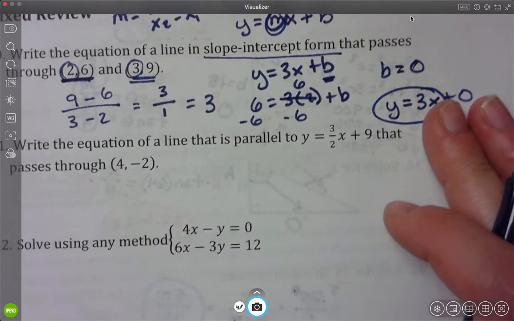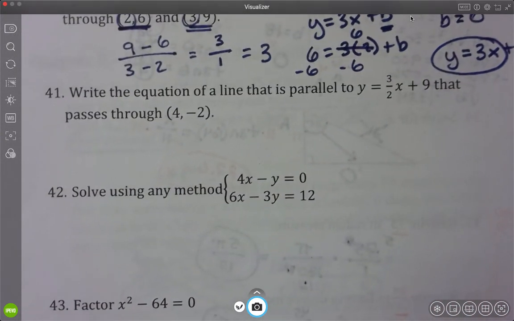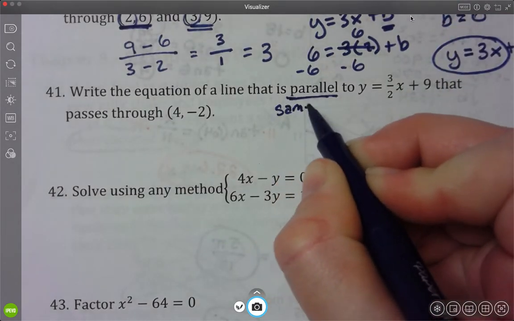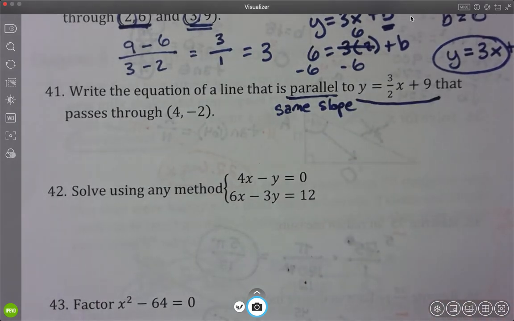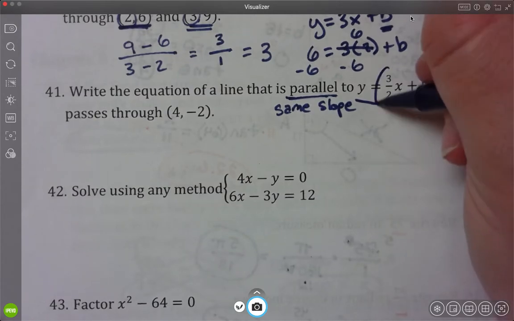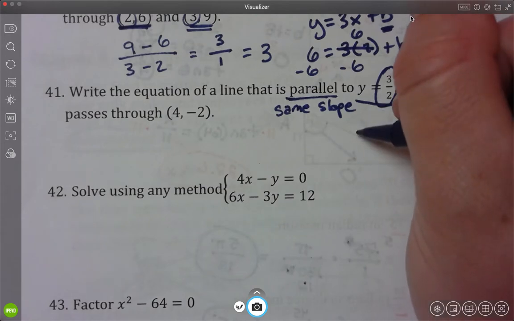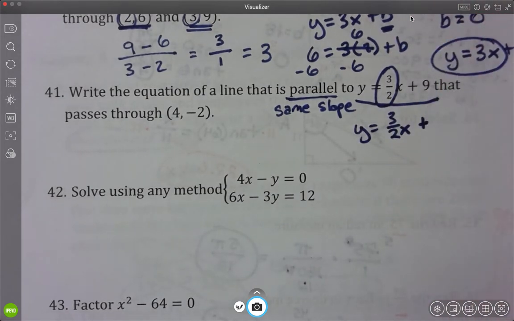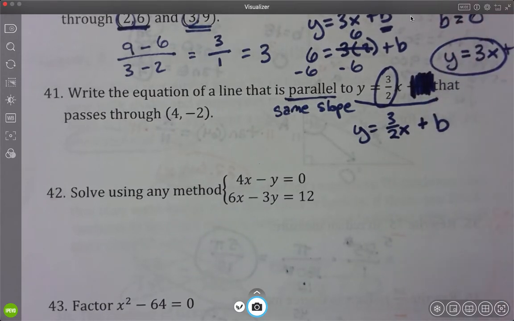All right, next one. Write the equation of a line that is parallel to this guy. Okay, parallel lines have the same slope. So if I look at this equation, he's written in slope-intercept form. What is the slope? The slope of this equation is 3 over 2. So if I want him to have the same slope, he's going to be also y equals 3 over 2x. But he's going to be plus b now. We don't ever use that 9 in there, because he's going to have a different b.